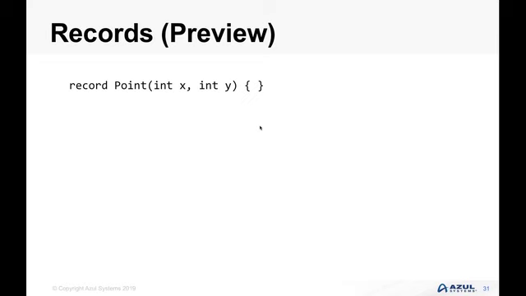So records is, again, a preview feature, so we're not 100% sure this is how it's going to look in the final version. What this allows us to do is to really simplify if we have a class which is really just about encapsulating some values. We don't want to do a lot of additional behavior associated with that class. We're looking at just encapsulating some values and being able to access them. Point is a good example. So it has two values, int x and int y.